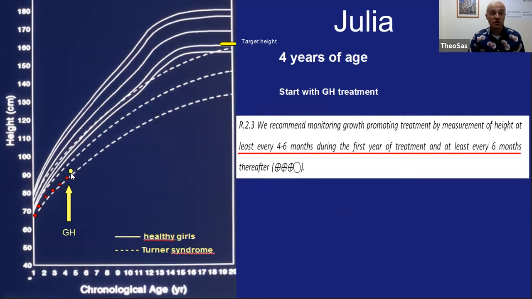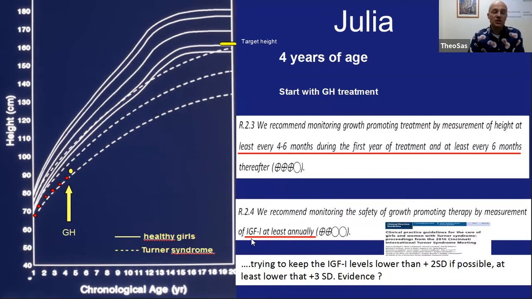And what we can see is she's growing here. On the left side, you can see it. We see her every 4 to 6 months, and we measure the IGF-1 every year. And the IGF-1, it's not an easy discussion, because we would like to try to keep it lower than +2 SD, or if it's not possible, lower than +3 SD. But we do not have evidence that a higher level is negative in the long term.